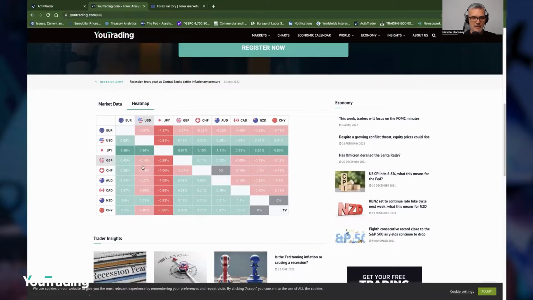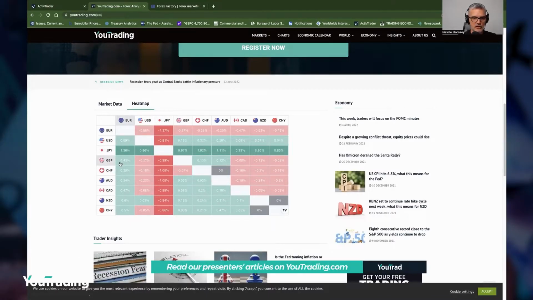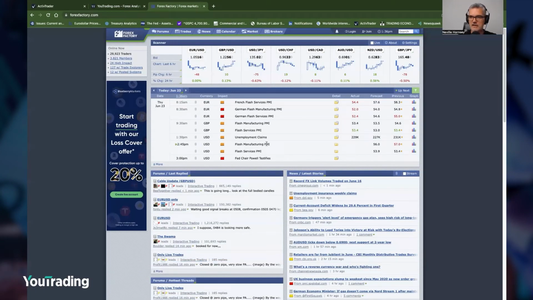Okay, looking at the heat map, we can see that the pound currently is stronger than the euro, the Swiss franc, and the Australian dollar. The yen is currently the strongest currency across the board, closely followed by the US dollar, and the euro is currently the weakest. If we go to an economic calendar, we can see that just after the London Open today, we have French and then German flash manufacturing and services PMI all came in worse than expected. So that's kind of why the euro is weaker.